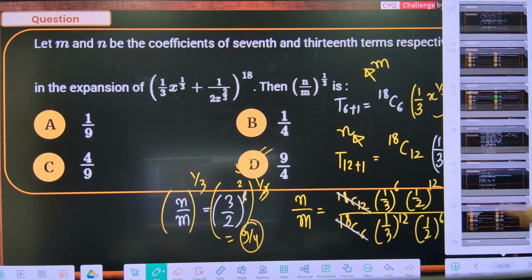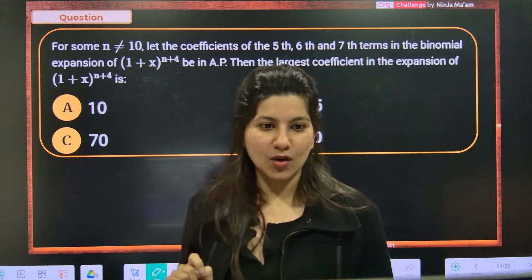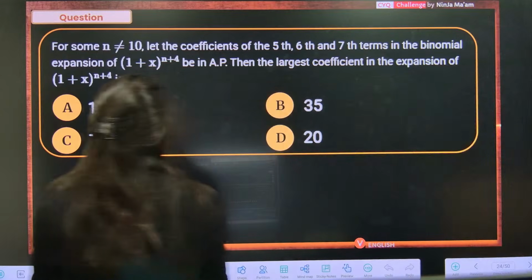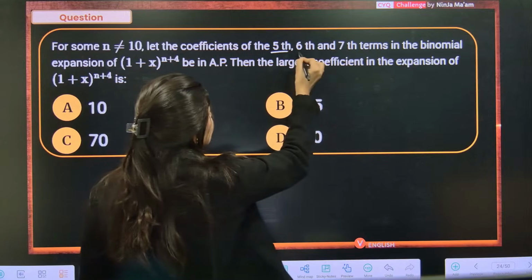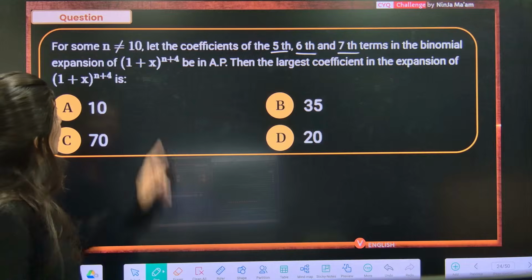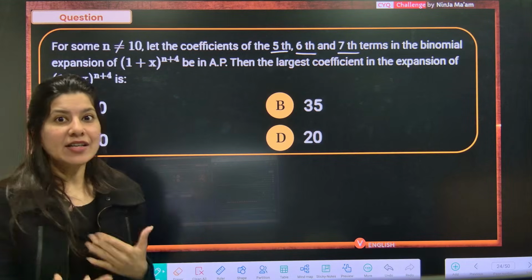Okay, let's do this. Write this question. For some n not equal to 10, let the coefficients of the 5th, 6th and 7th terms in the binomial expansion of this be in AP. Okay, so the 5th, 6th and 7th terms are in AP.